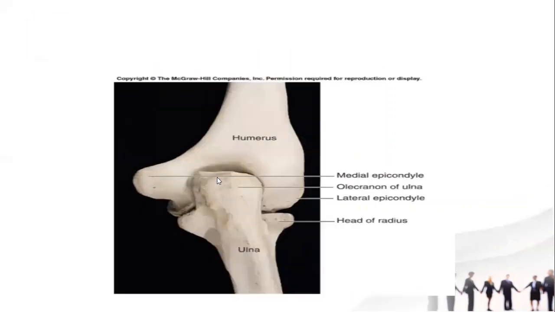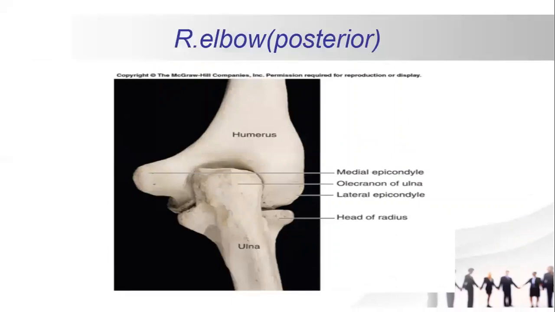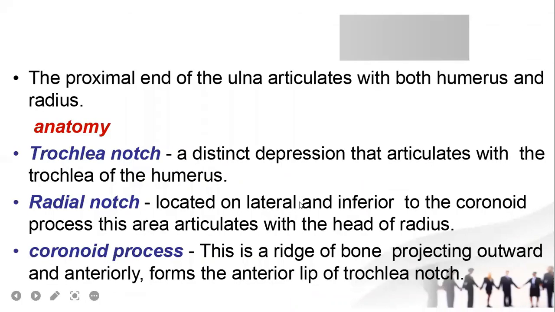We also have the posterior aspect of the elbow joint. We have the olecranon of the ulna. We have the head of the radius right there. We have the ulna and the humerus. This is the medial epicondyle, and that's the lateral epicondyle. Let's proceed with the discussion.